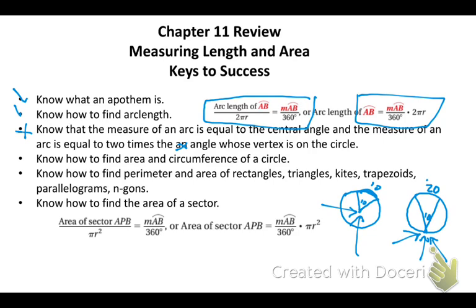Know how to find area and circumference of a circle. We'll go over that. Know how to find the perimeter and area. Perimeter and area. Please know the difference between those two. Of rectangles, triangles, kites, trapezoids, parallelograms, and n-gons. It sounds worse than it is, but you already know most of those. And know how to find the area of a sector.